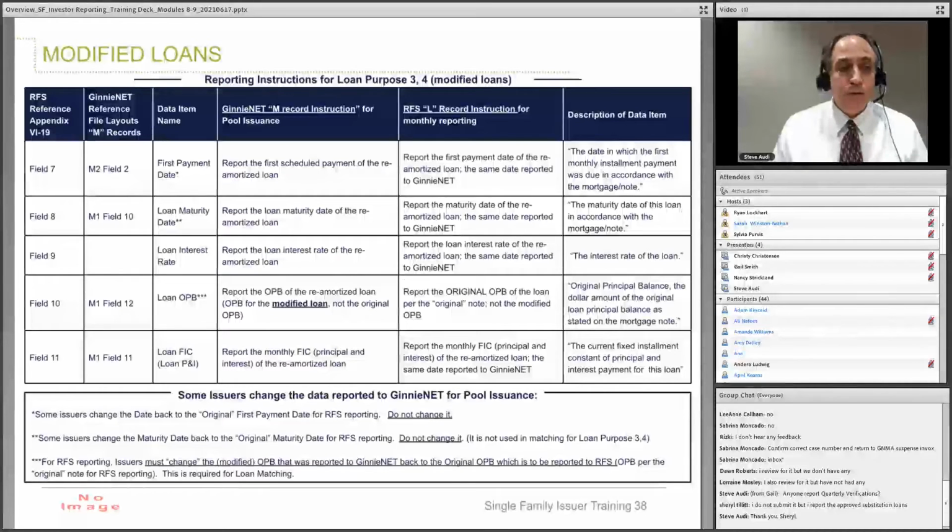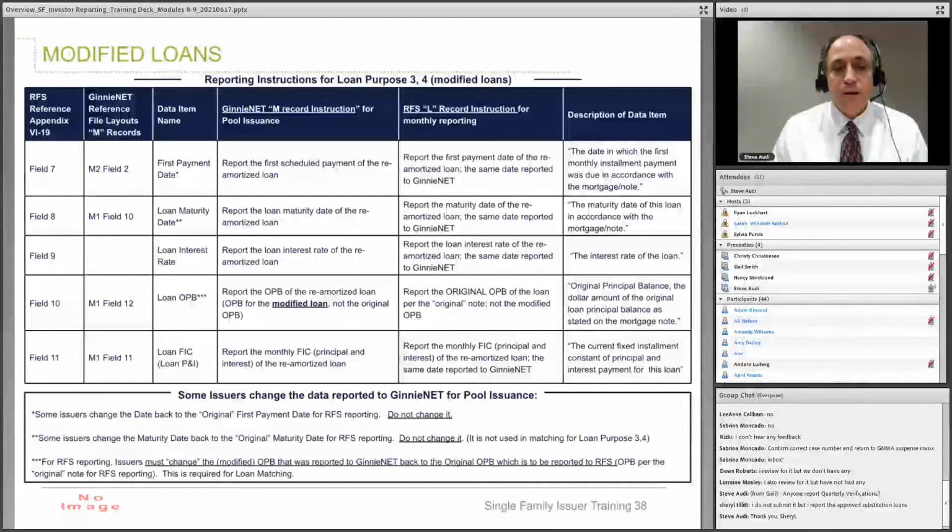So when you're reporting your first payment date, you're reporting the modified first payment date. When you're reporting your loan interest rate, it's the modified loan interest rate. The only original value that we want to see on your modified loan reporting is the loan OPB. You see it's the fourth one there in the L column, the original OPB. Okay, and so this is the correct reporting in RFS for those 5 fields.